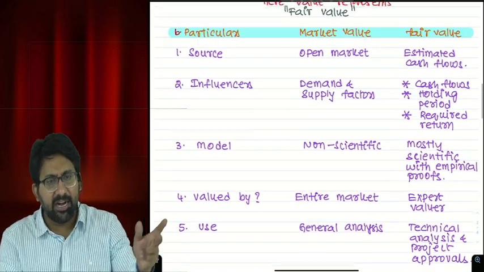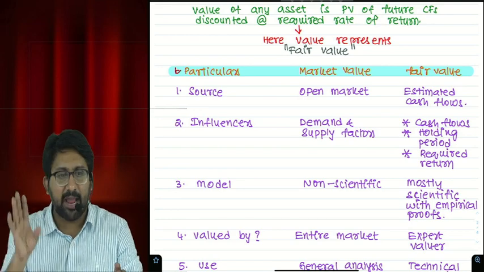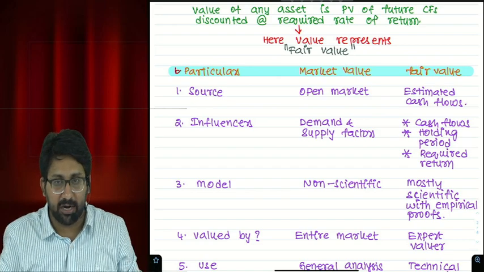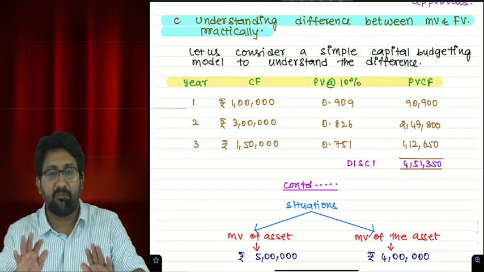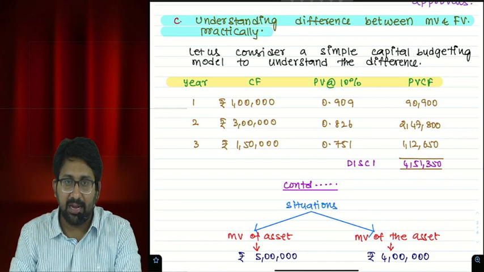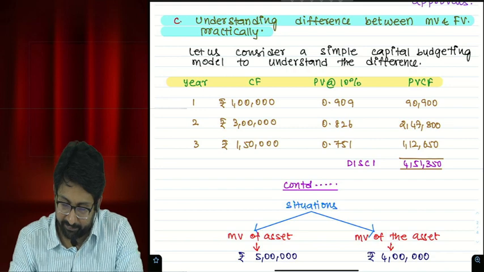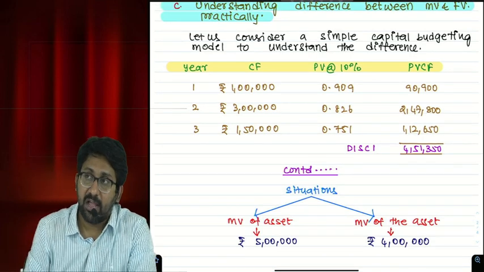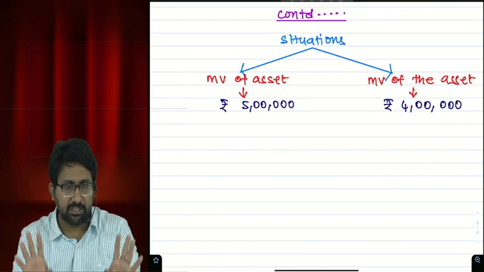Next. Sir, theoretically understood. Sir, can you explain practically the same thing? Yes. I will take one small capital budgeting problem and I will explain how market values and fair values have to be understood. See there, understanding the difference between market value and fair value in a practical way. Let us consider a simple capital budgeting model to understand the difference. There is a machine. That machine is available in the market for 5 lakh, for example, or 4 lakh. I will take two situations.